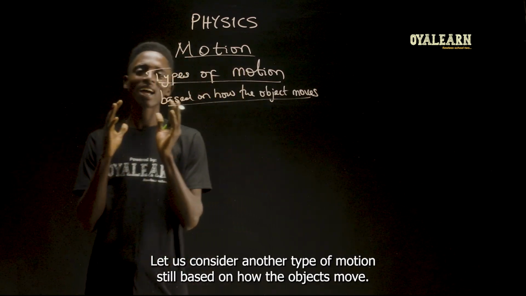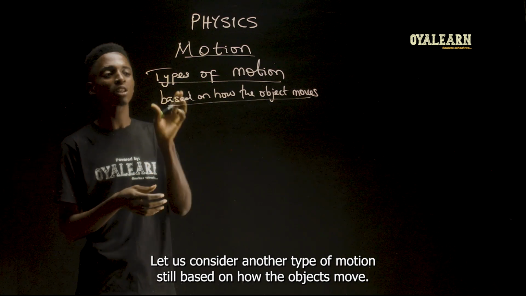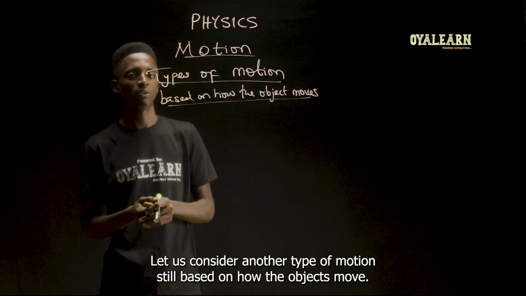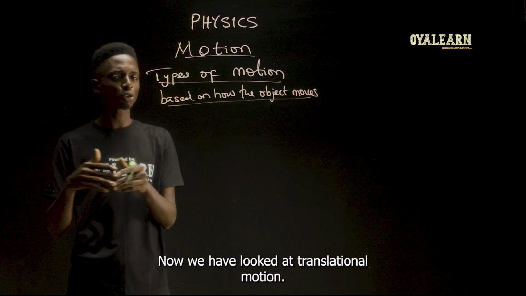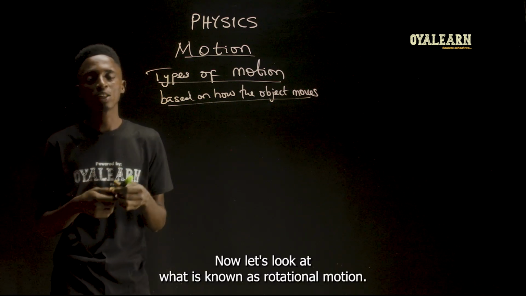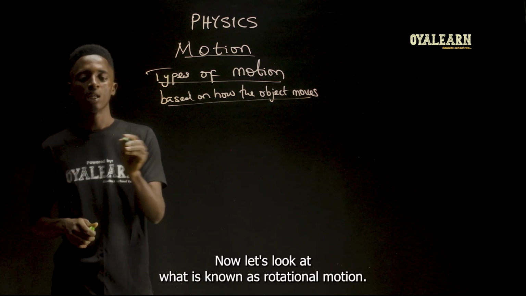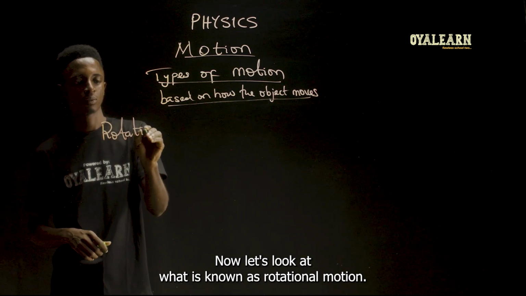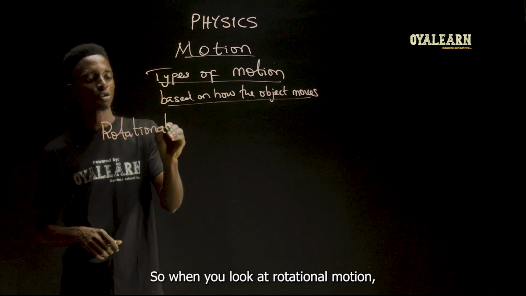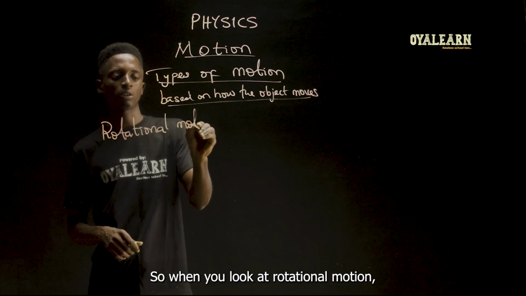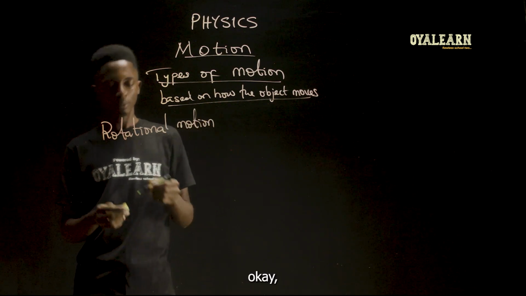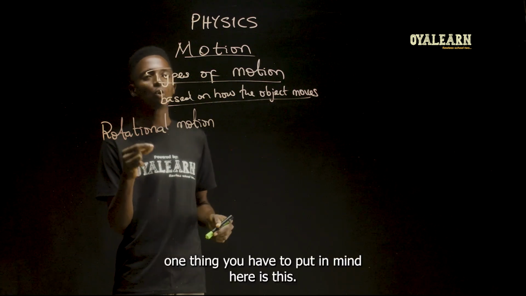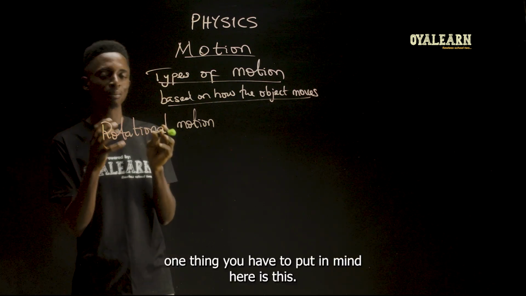Let us consider another type of motion still based on how the objects move. Now we have looked at translational motion. Now let's look at what is known as rotational motion. So when you look at rotational motion, okay, one thing you have to put in mind here is this.